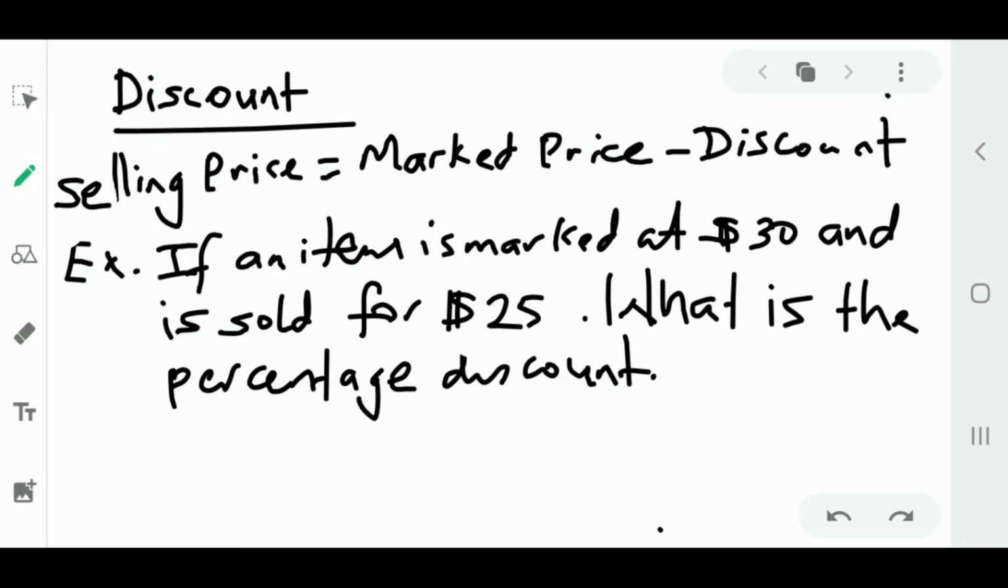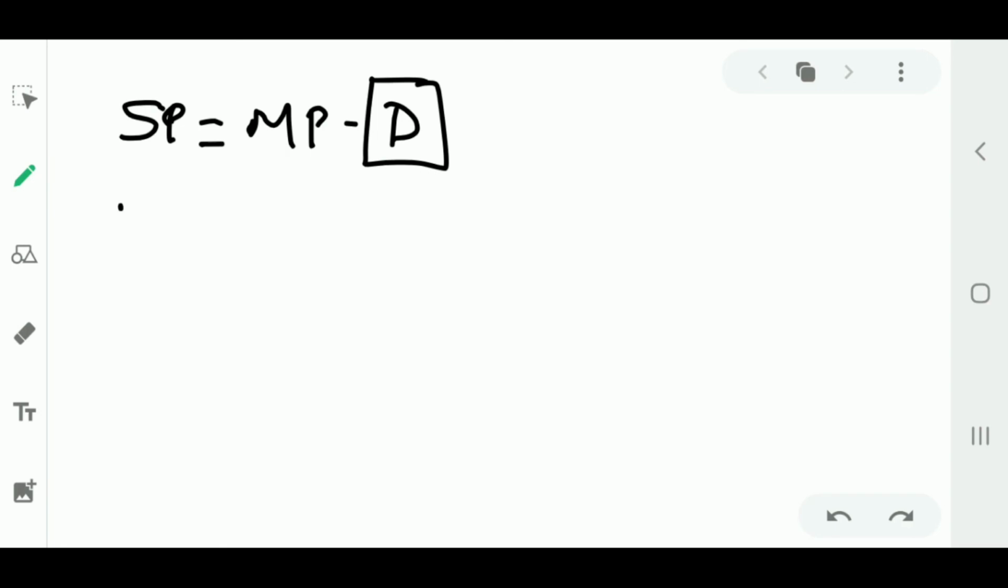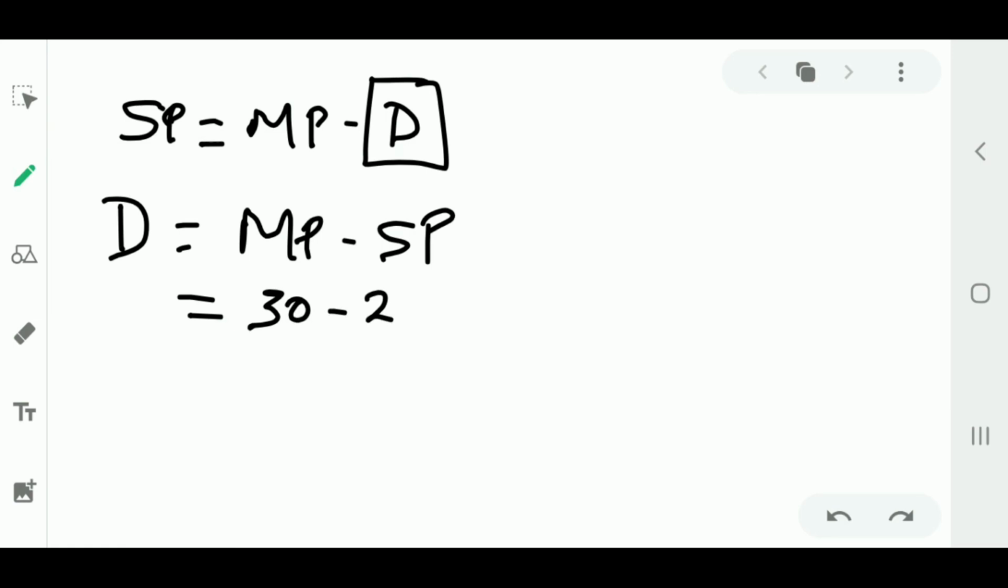So example here, if an item is marked at $30 and is sold for $25, what is the percentage discount? Now, in order to find the discount percentage, first you'd have to find what the actual discount is. So the general formula is selling price is equal to marked price minus discount. So you want to make discount the subject of the formula. So D is equal to marked price minus selling price. So the marked price was 30 and the selling price was 25. So that means the discount was 5.